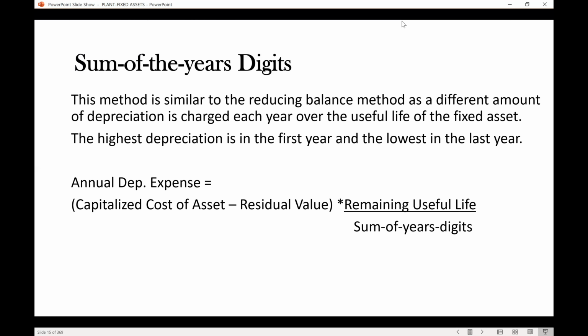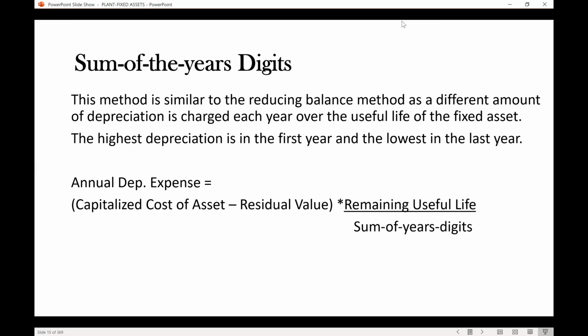So the remaining useful life is what we'll see when we just acquired the asset, because that's when we'll do the depreciation for the year. So in the first year, depending on the amount of years that you have left, that's what you'll put there. But the sum of years digit is what we'll speak about when we're doing a question. But let's talk about it a little bit here.